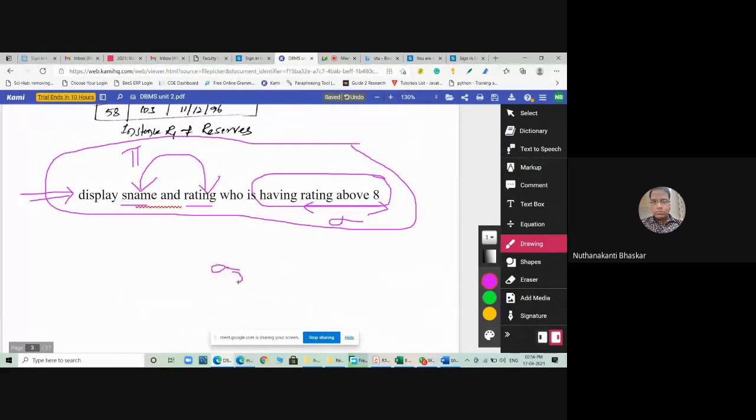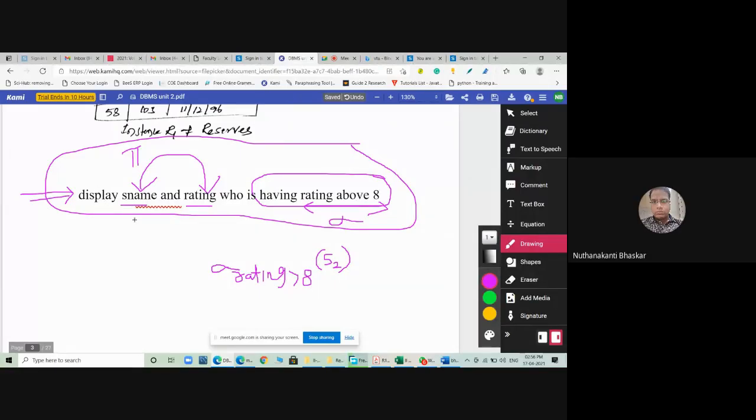Sigma of rating greater than 8 of S2, correct? Now we'll get all the sailors who have rating above 8. Yes or no?